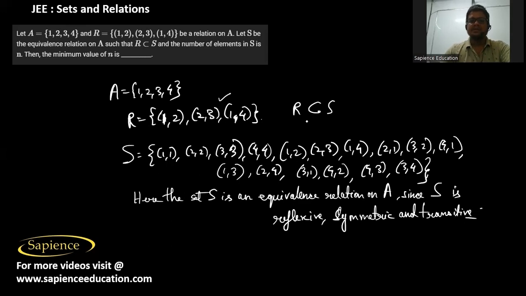So hence R is a subset of S. Therefore the minimum value of the number of elements in the set S, which is equal to n, will be equal to 16. So the minimum value of n is 16. 16 is the answer.